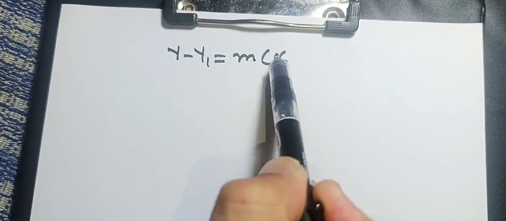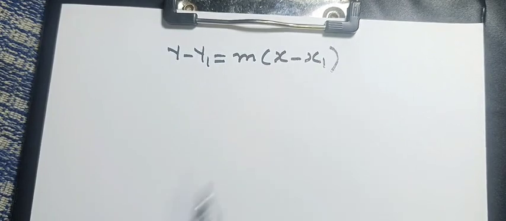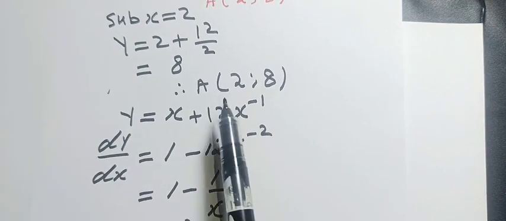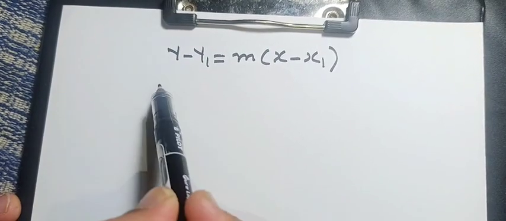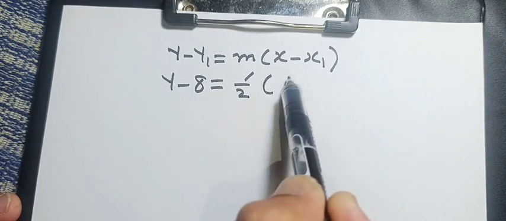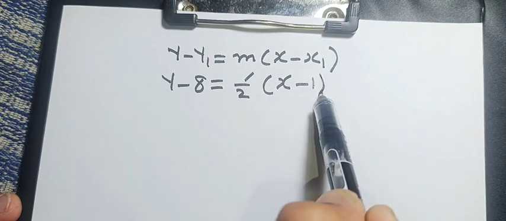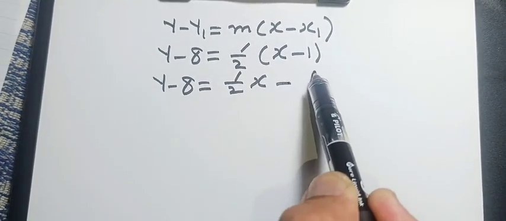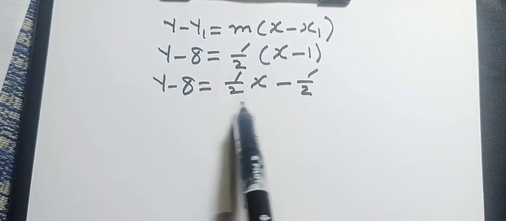y minus y1 is equal to m times x minus x1. I'm going to use this formula. I do have the point A, which I found earlier, 2 and 8, and for the gradient I'm going to use the perpendicular line's 1 over 2. So y minus 8 is equal to 1 over 2 times x minus 2, which is 1 over 2x minus 1.